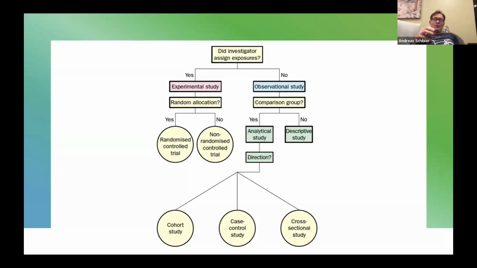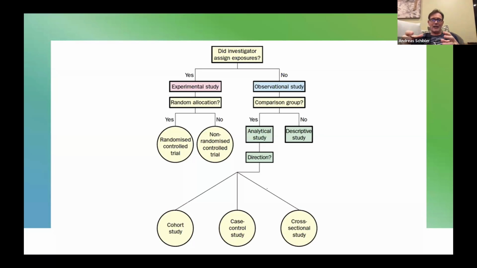So first of all, if we plan to do an investigation, do we assign the exposure? So we say we're doing an experimental study or observational. Experimental study means that we have a group that gets the intervention and a group that doesn't get the intervention. So non-randomized versus randomized. And observational is, okay, who is the comparison group? Yes, we have a comparison group. No, we don't have a comparison group.